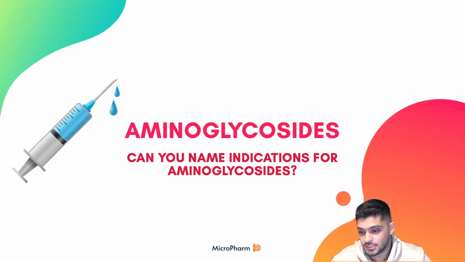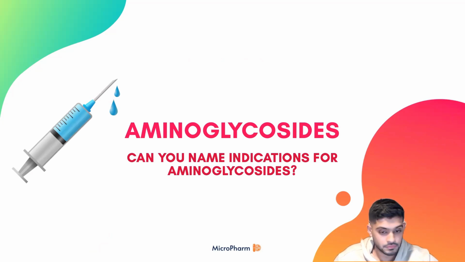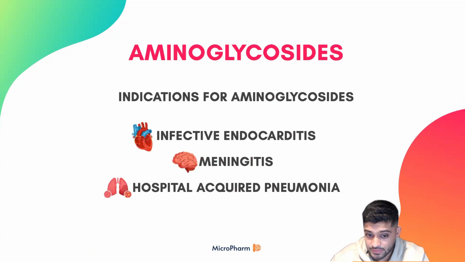Can you name some indications for aminoglycosides? So yes, it can be used for infective endocarditis. Can be used absolutely for diabetic foot infections. In some cases, particularly if you're using it for Pseudomonas, you may be using it for MRSA. So infective endocarditis, meningitis, hospital-acquired pneumonia, mainly it's when you're trying to get good gram-negative coverage or when you're trying to cover Pseudomonas. This is where it provides some use.